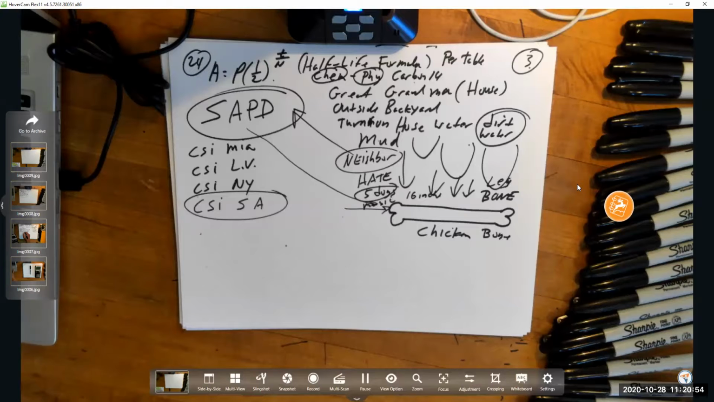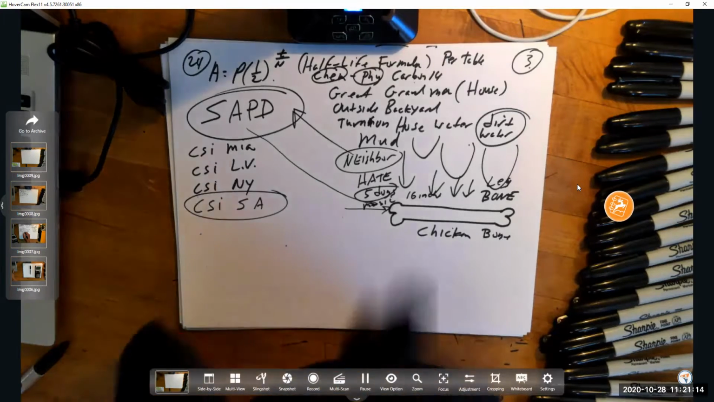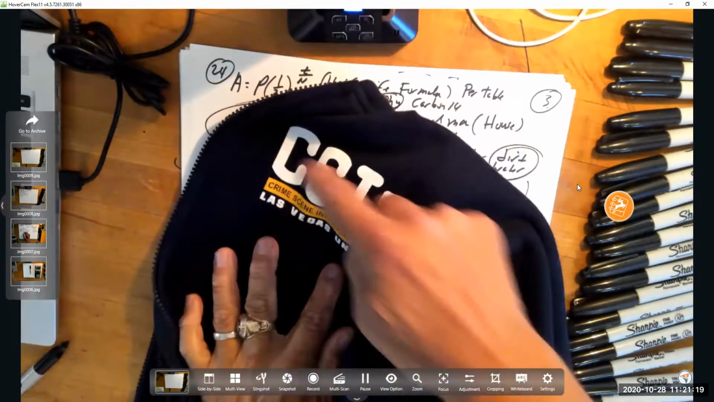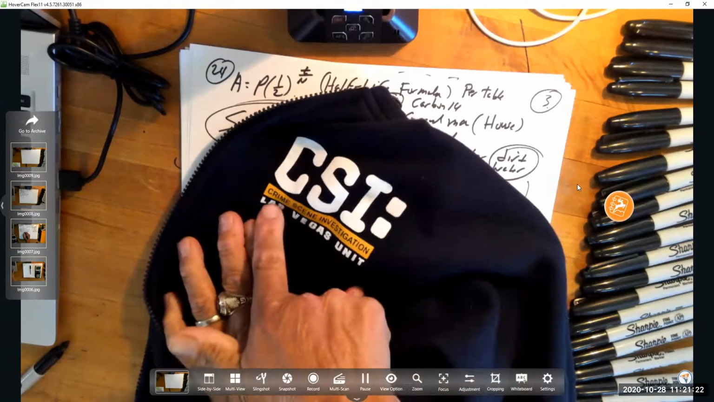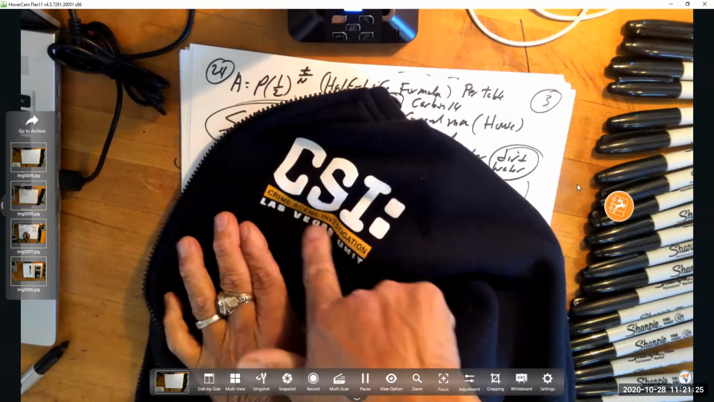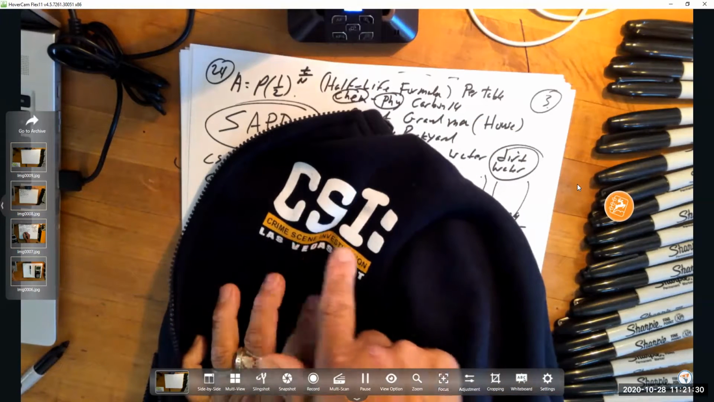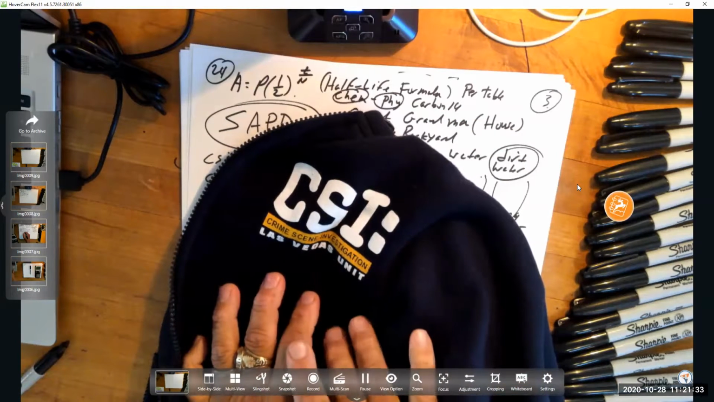okay, what they found. All right, so let me put it this way, and I'll show you what they look like. Let me get an example of what it looks like. Hang on a second. All right, when the guys come over to your grandma's house, it's gonna look like this. Let me give you an example. It's gonna look just like this. It's gonna say CSI Crime Scene Investigators. It's not gonna say Las Vegas. It's gonna say San Antonio Unit. Okay, same as this. It's gonna say CSI San Antonio. That's the only difference.